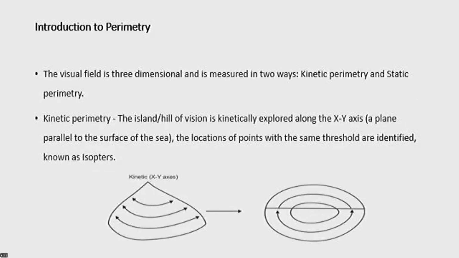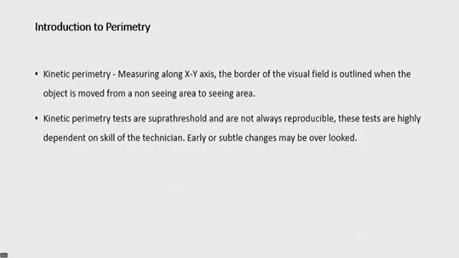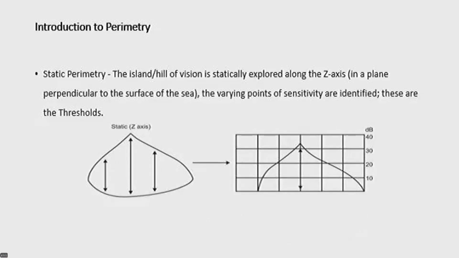The visual field is ideally a three-dimensional structure, and it can be measured in two ways, static or kinetic. Kinetic perimetry is usually measured along the XY axis, and usually requires a perimetrist. This method is not favored as much as static perimetry these days.